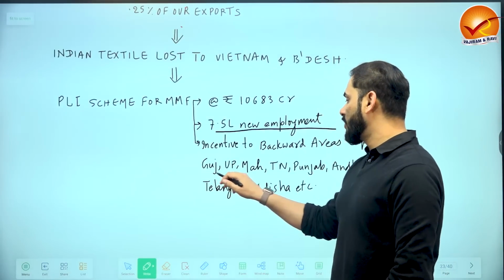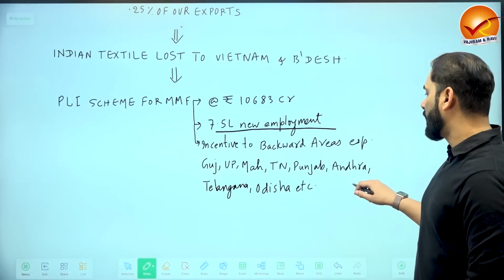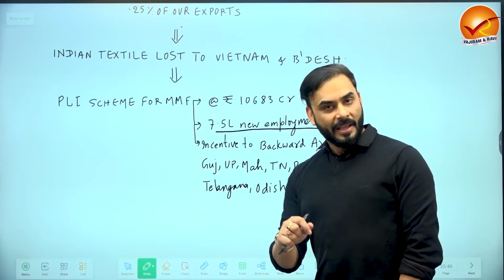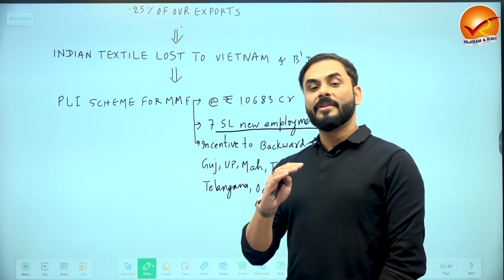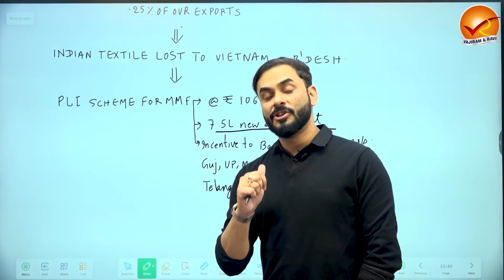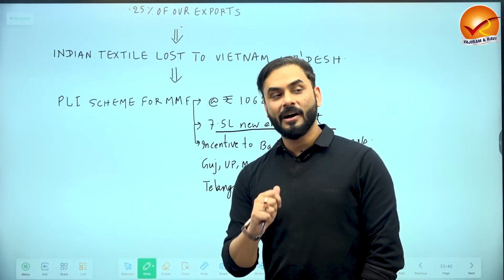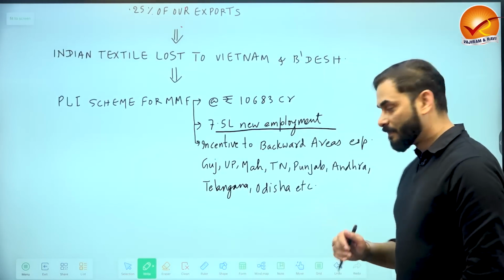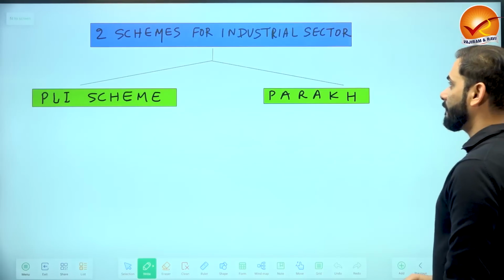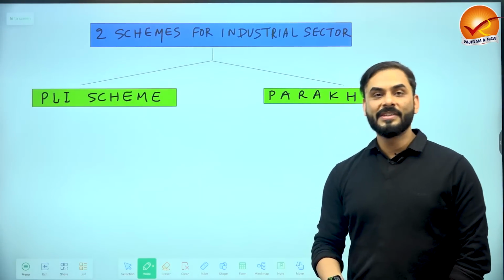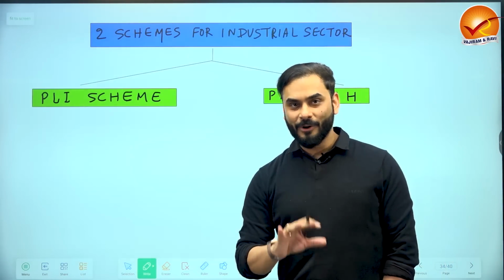Which are those states? Gujarat, UP, Maharashtra, Tamil Nadu, Punjab, Andhra, Telangana and Odisha. Here the potential to manufacture man-made fibers is huge, but currently the output is not that great. Alright, so these are some of the schemes that we are following for textile.